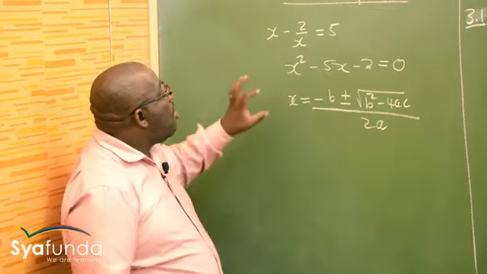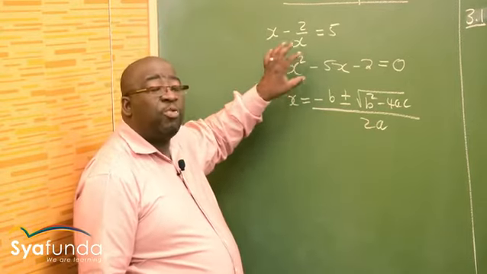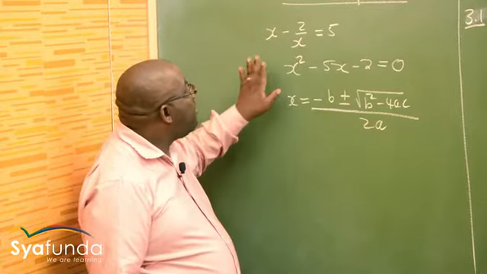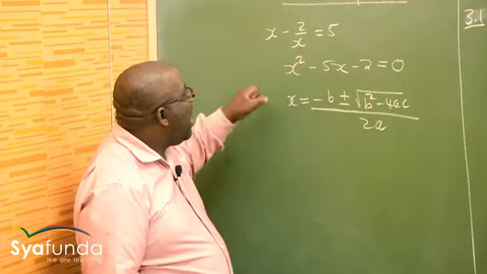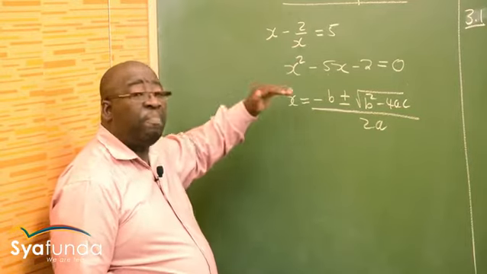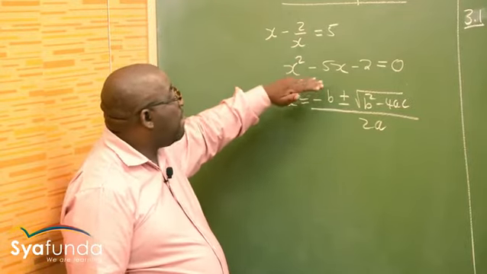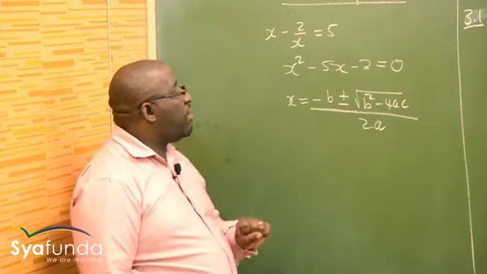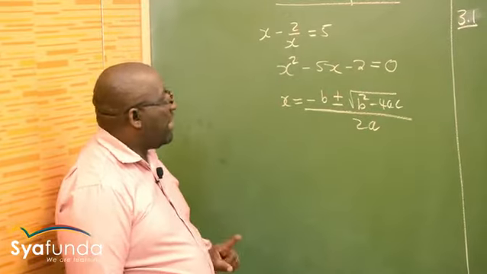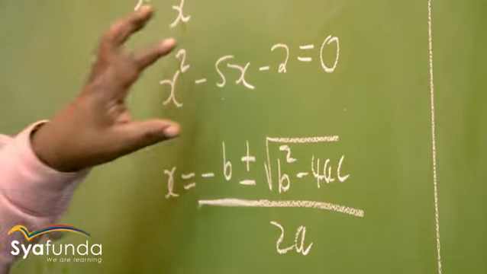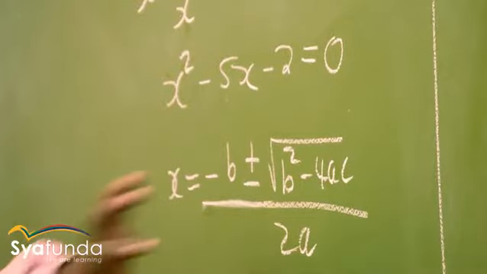Why was it important to put it in standard form? Because I know the value of a here. What is a? a is 1. And I know the value of b here. What is b here? It is minus 5. And I know the value of c. It is not 2, but minus 2. So I'm going to take them from there and plug them here in my formula.